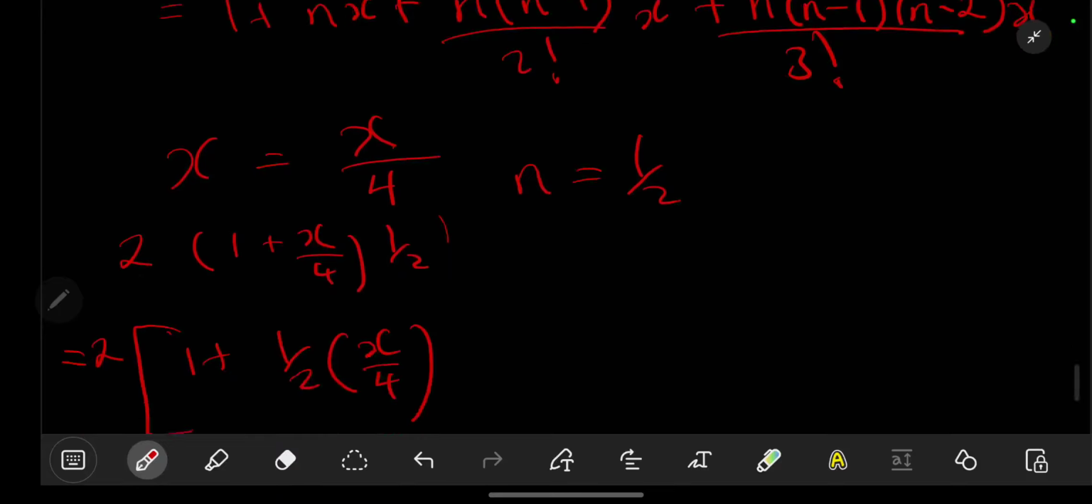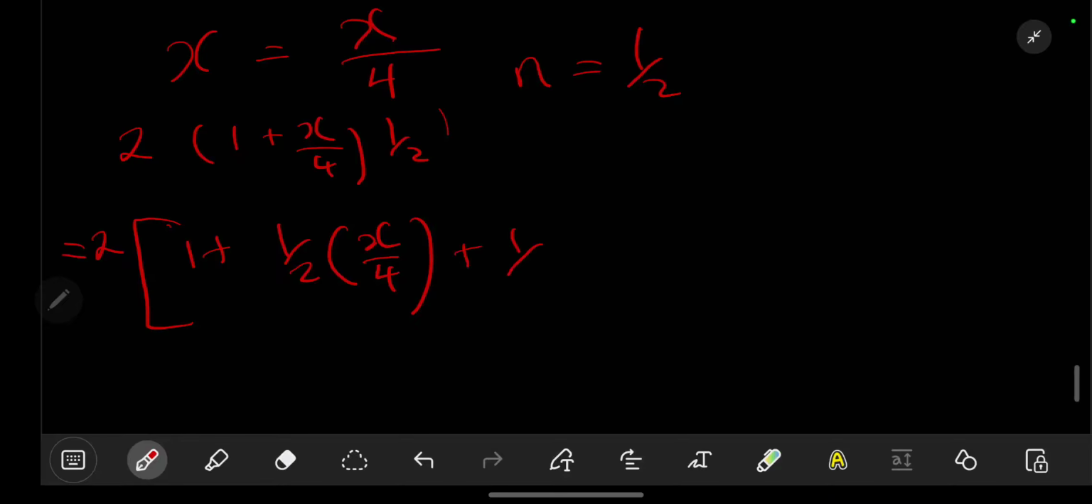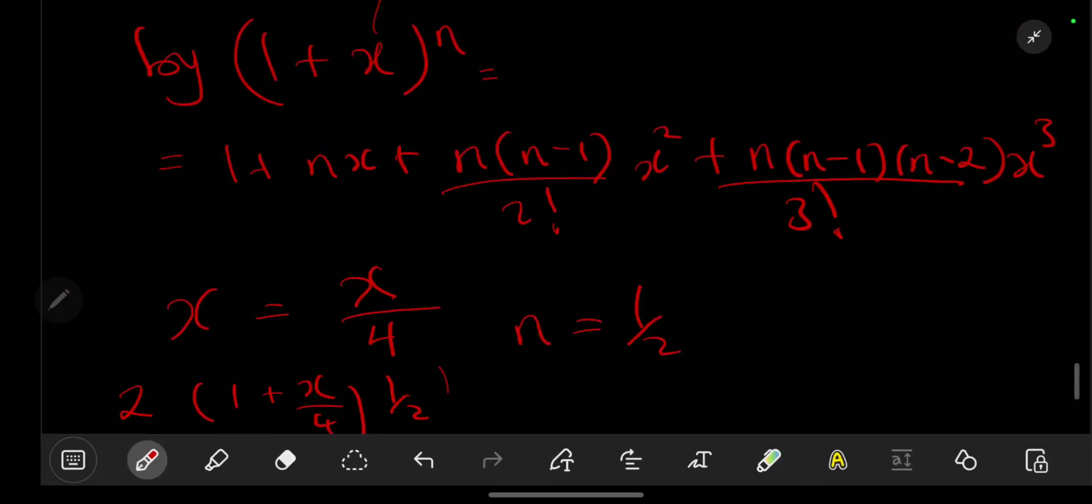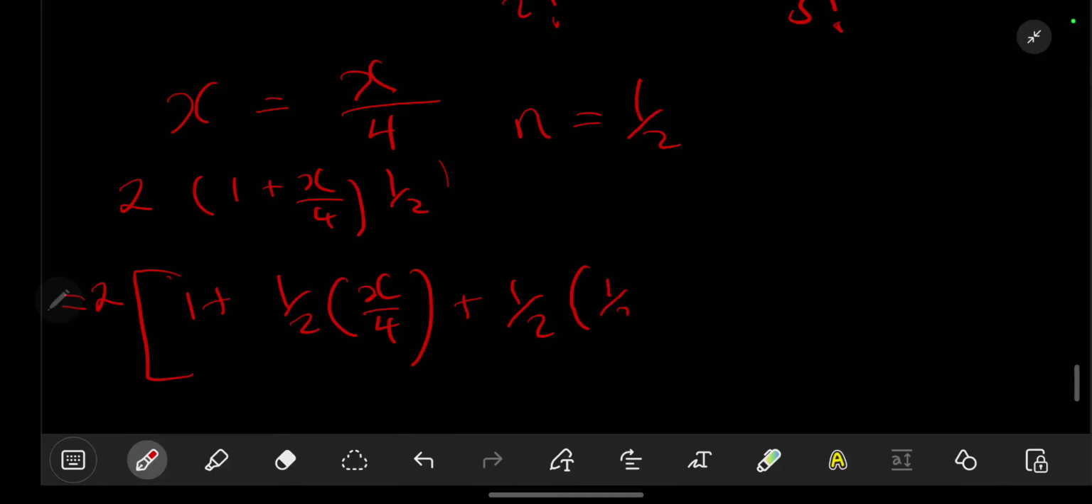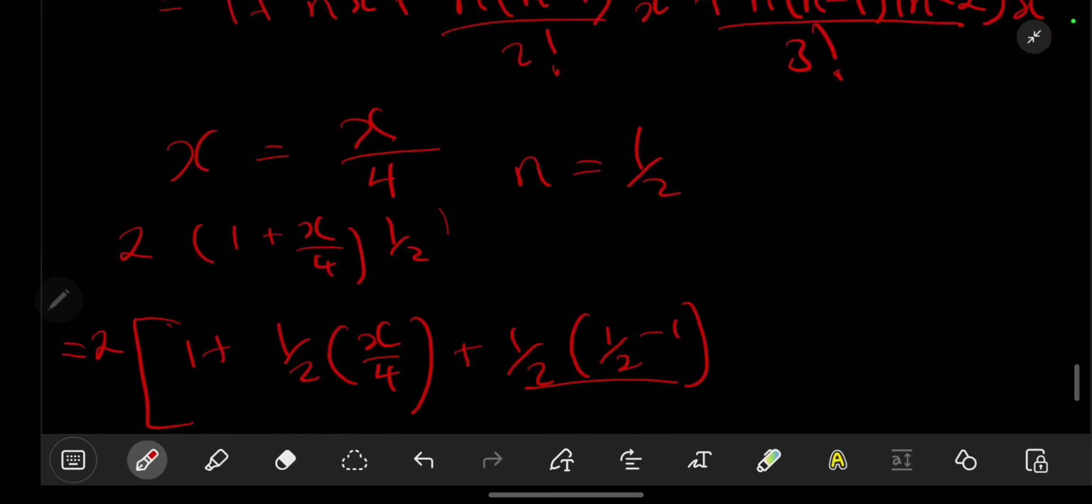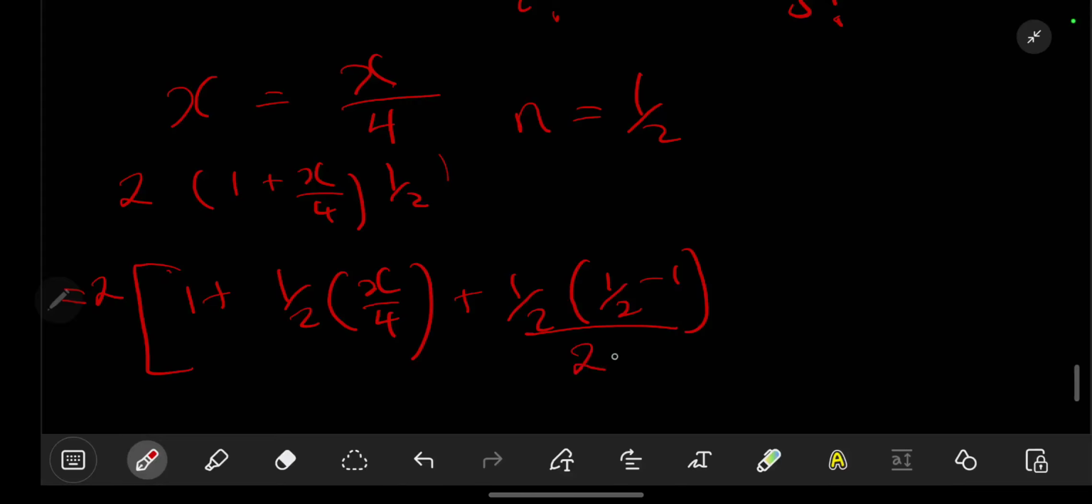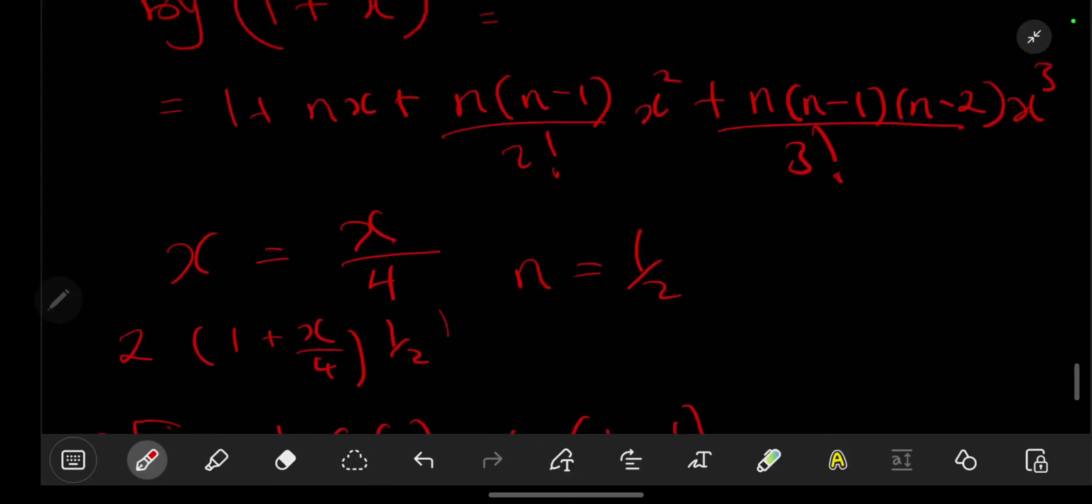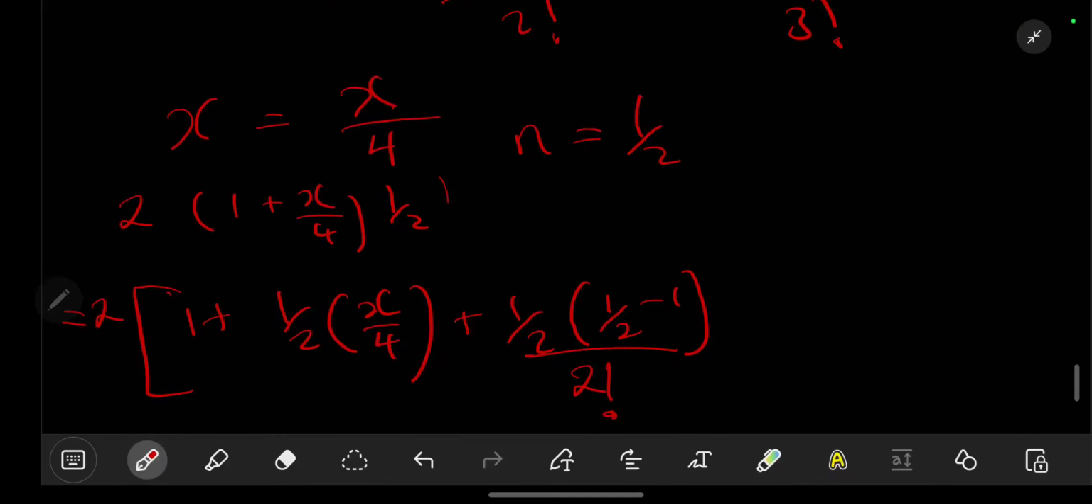We are here, n is half, so we have half, open brackets, n minus 1, it is half minus 1, like that. Then we have our over our 2 factorial. Then where you see x, you are going to put x over 4 squared, like that.